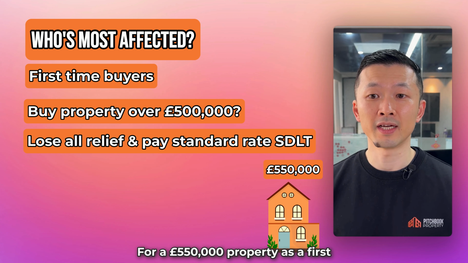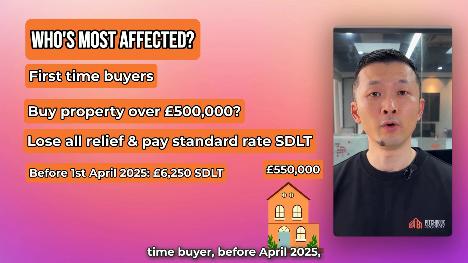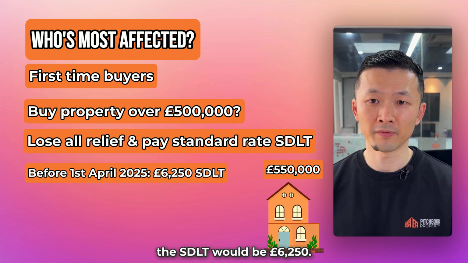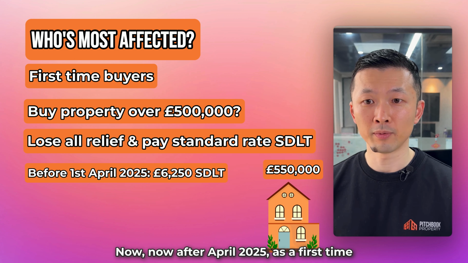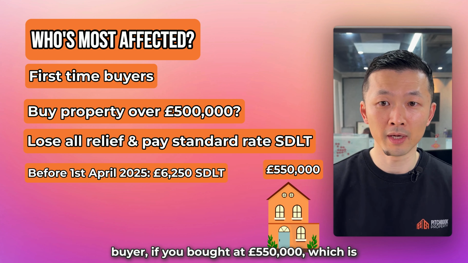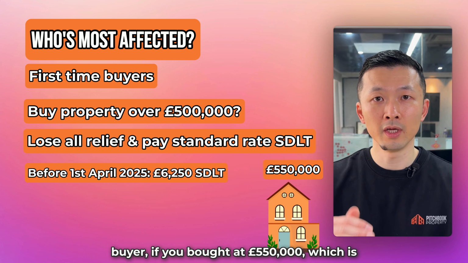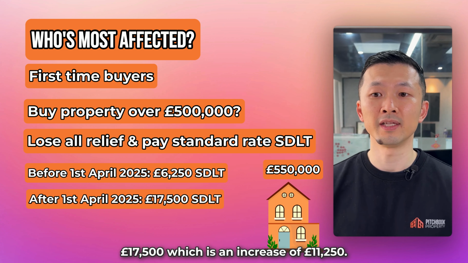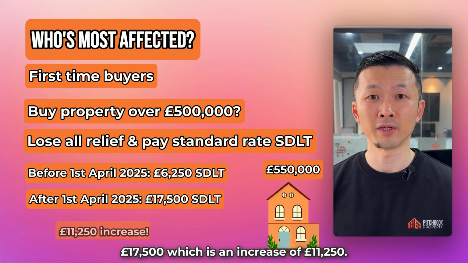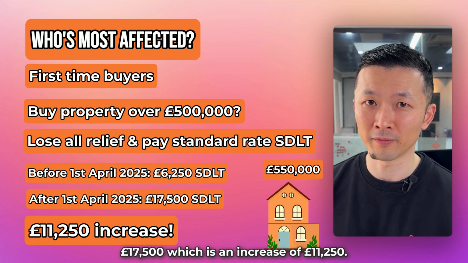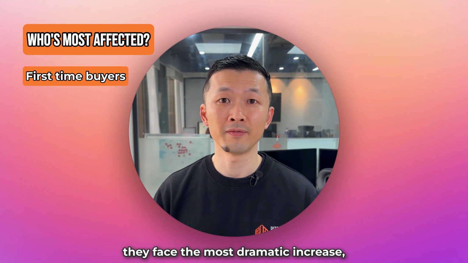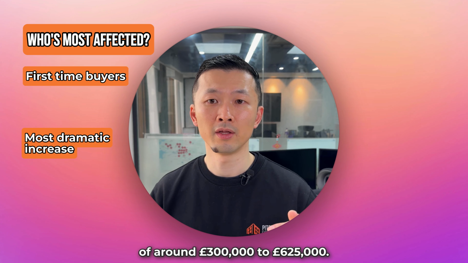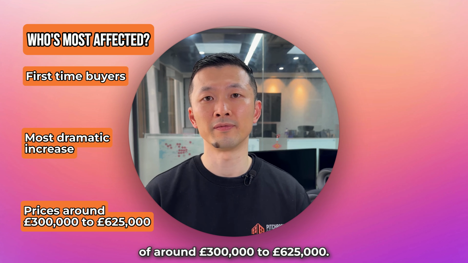For a £550,000 property as a first-time buyer, before April 2025, the SDLT would be £6,250. Now, after April 2025, as a first-time buyer, if you bought at £550,000, which is over the threshold, their SDLT would be £17,500, which is an increase of £11,250. So for first-time buyers, they face the most dramatic increase, especially those purchasing at prices of around £300,000 to £625,000.